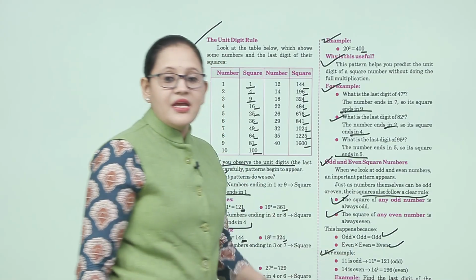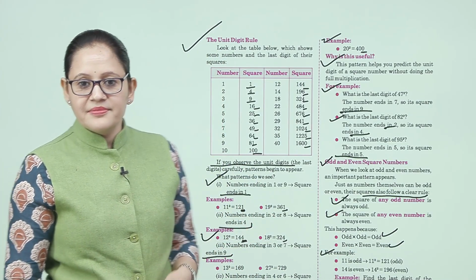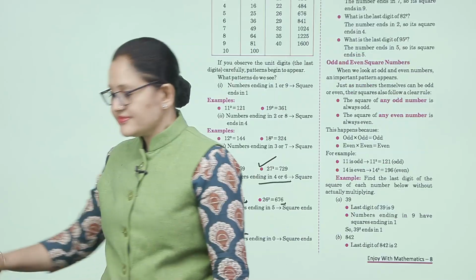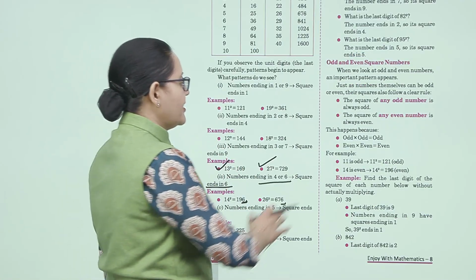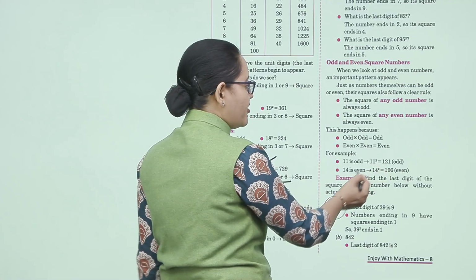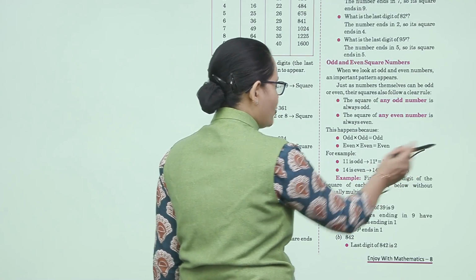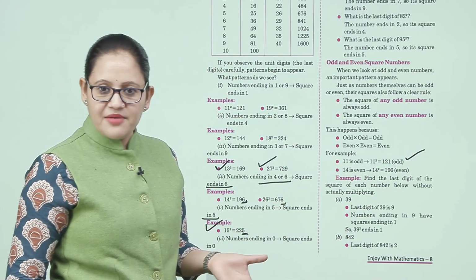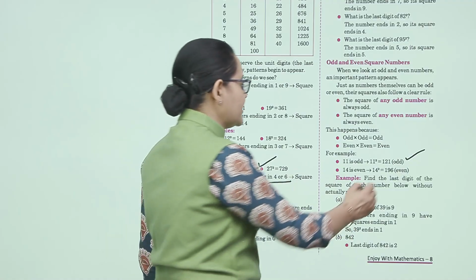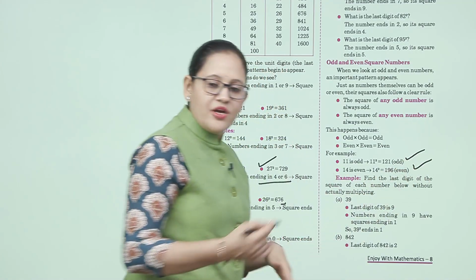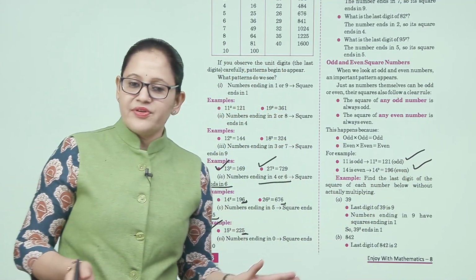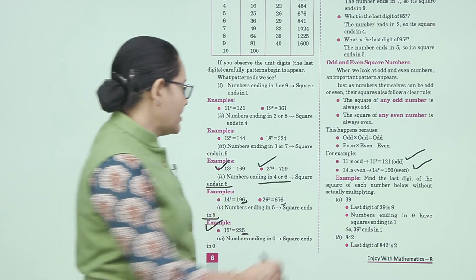For example, 11 is an odd number, so the square of 11, 121, is an odd number. 14 is an even number, so the square of 14 is 196, which is an even number. So the square of an odd number is always odd and the square of an even number is always even.